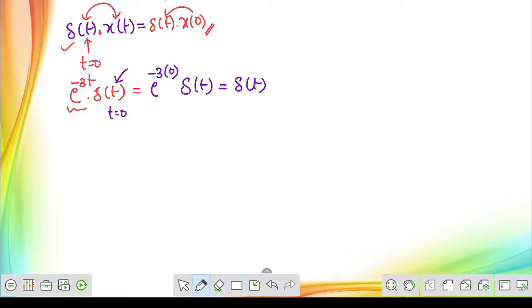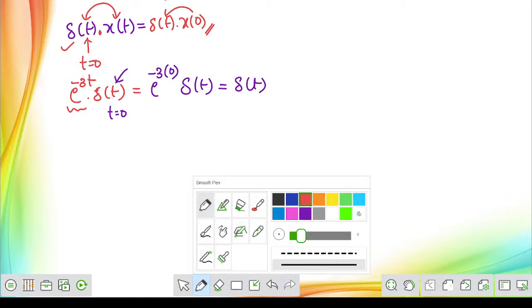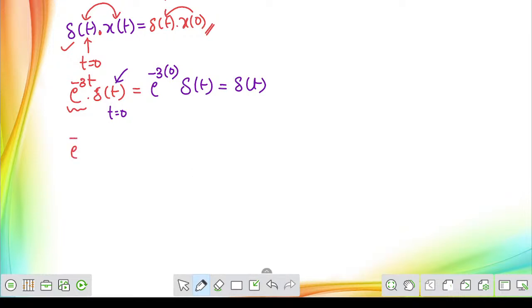How is it possible? Yes, it's possible. Just identify the location first. Suppose it is given, let us assume, e power minus 3t only. But here what they give is del of t minus 2. What will be its equivalent value?